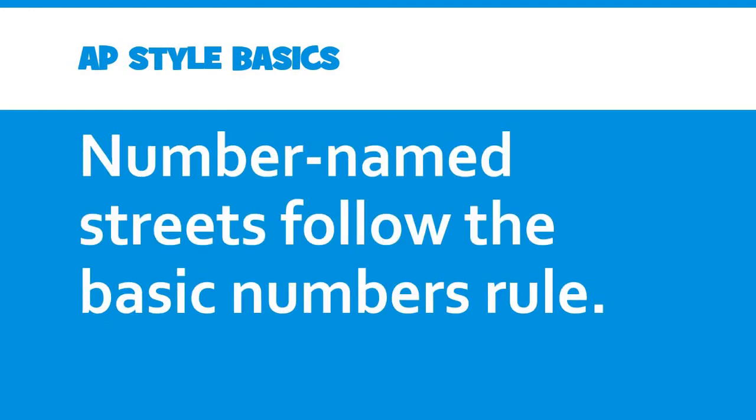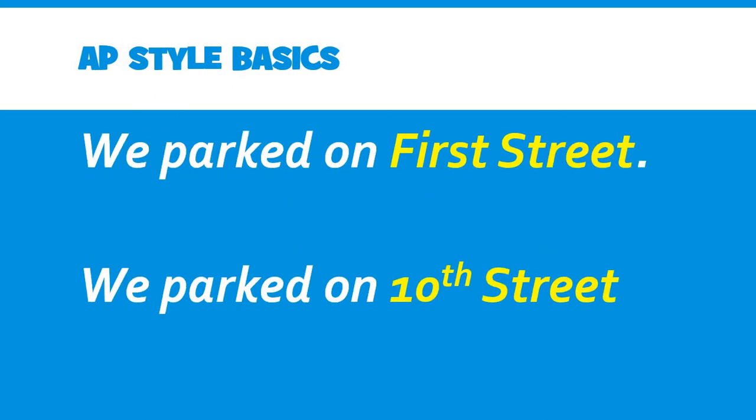Number-named streets will follow the basic number rule. So meaning that we park on First Street. First is a single digit, so we would write out first. However, if it's 10th and up, it is 10th Street. So we park on First Street versus park on 10th Street.